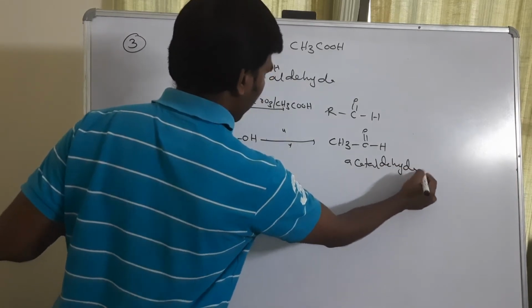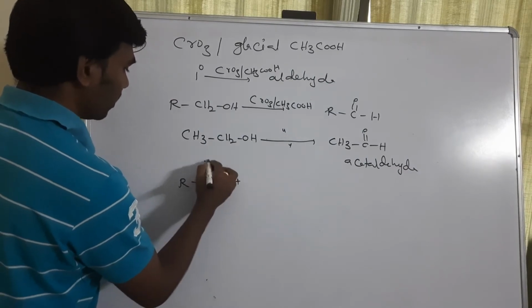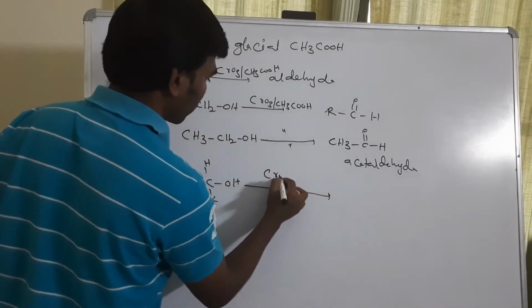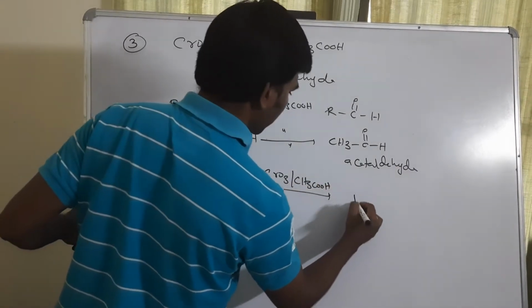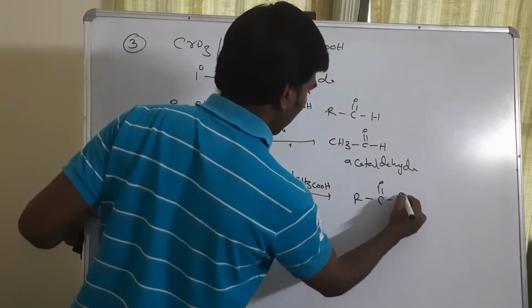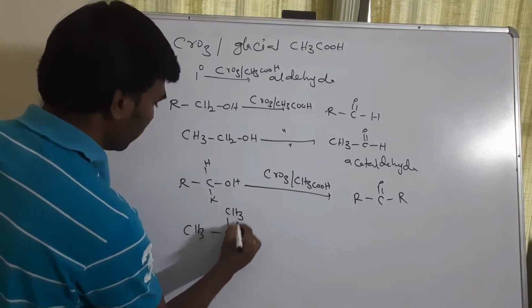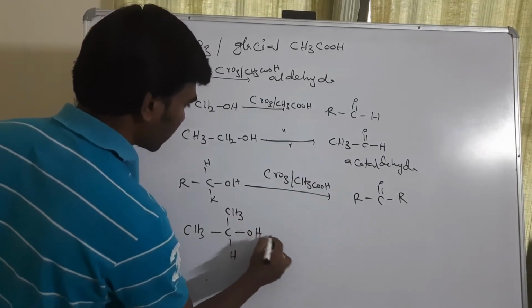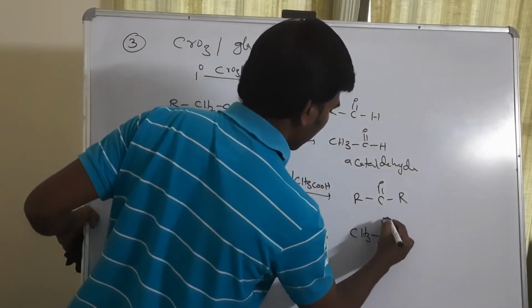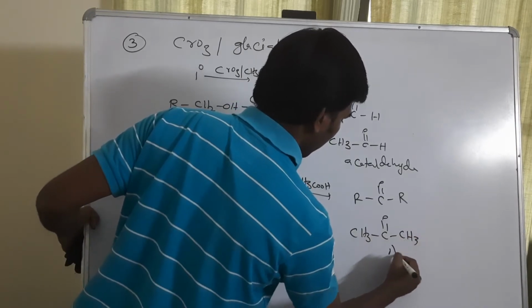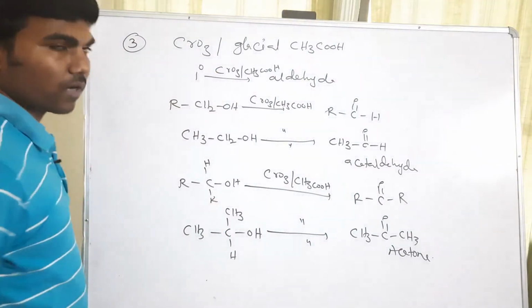If I am taking secondary alcohol, for example R CH(OH) R, where H is there, with the same reagent, chromium trioxide and glacial acetic acid, it is going to form RC double bond O, R. Instead of R I am taking a methyl group now. When I am taking a methyl group, then it will be a secondary alcohol. With the same reagent, it is going to form CH3 C double bond O, CH3. The name of this one is acetone. Acetone will form. This is the third method for the preparation of carbonyl compounds.